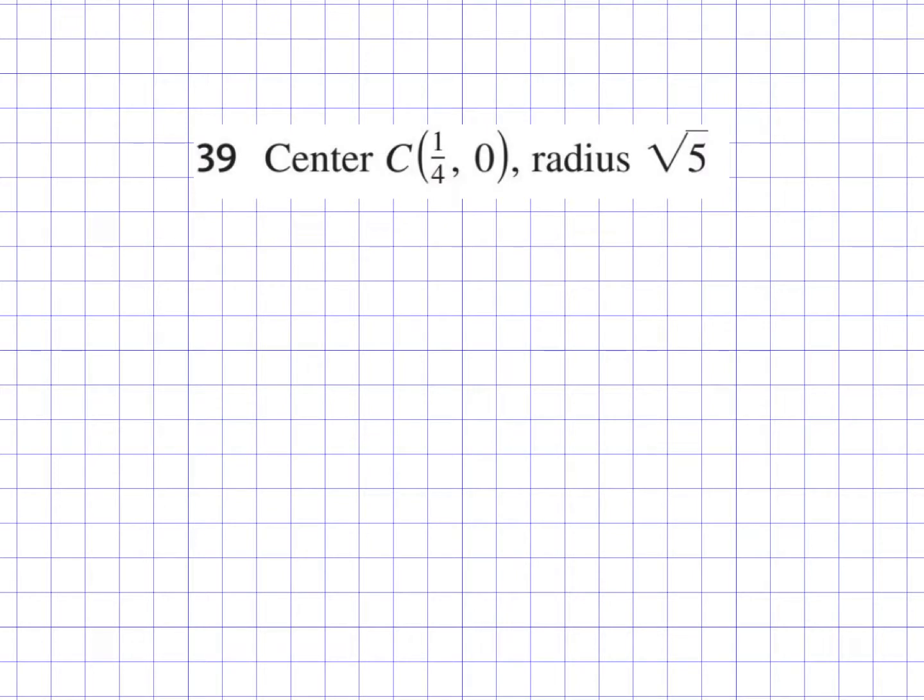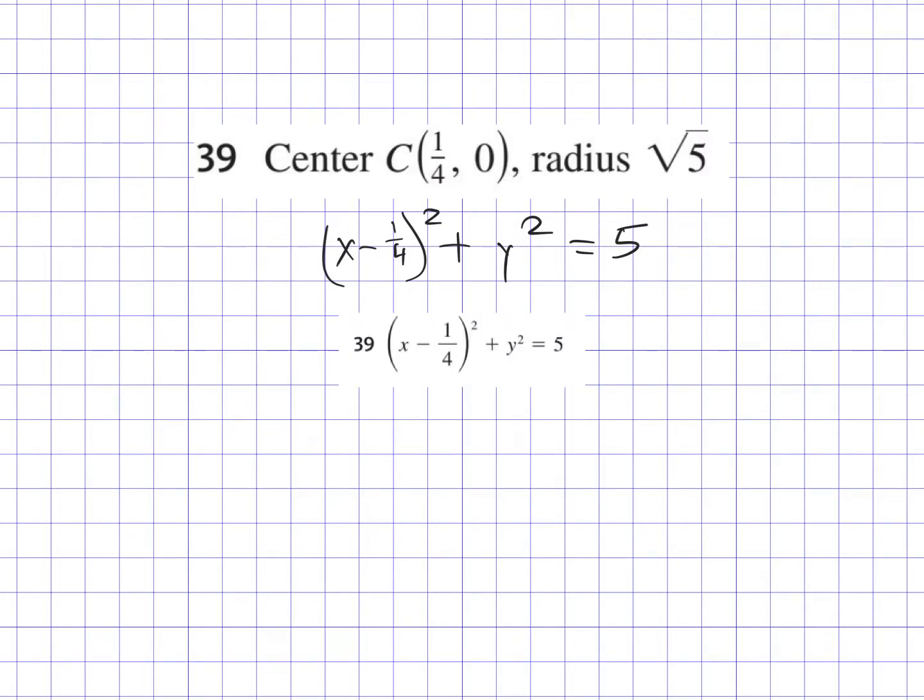Okay, so in here, we're going to have x minus 1/4 squared plus y squared. y minus 0 is just y. And the radius squared would be 5. Okay, next question.